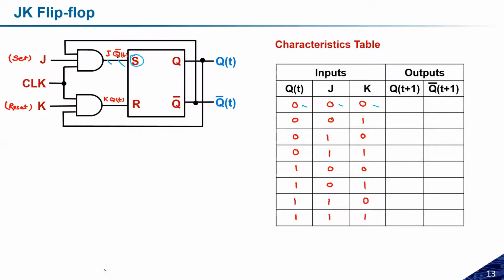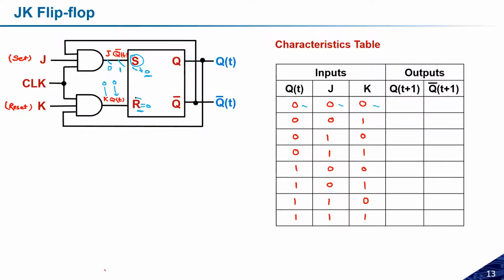Because j is 0, j into qt bar will become 0, so this input will become 0. Similarly, this will also become 0. K is 0 and qt is 0, j is 0 and qt bar is 1, so 0 into 1 gives 0, and 0 into 0, with k equal to 0 and qt equal to 0, gives r equal to 0.